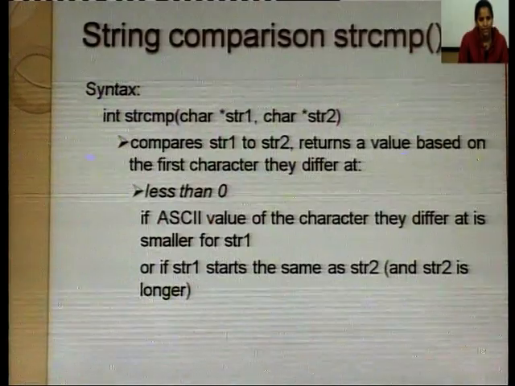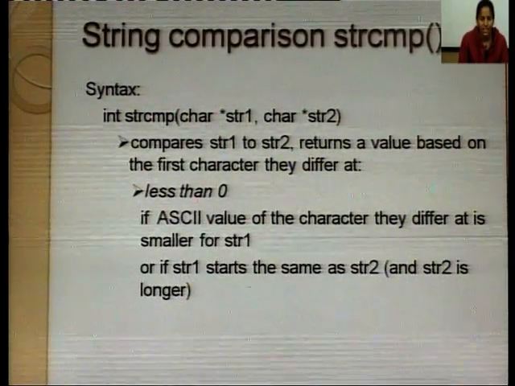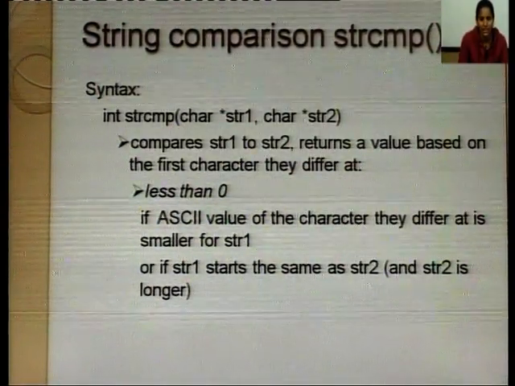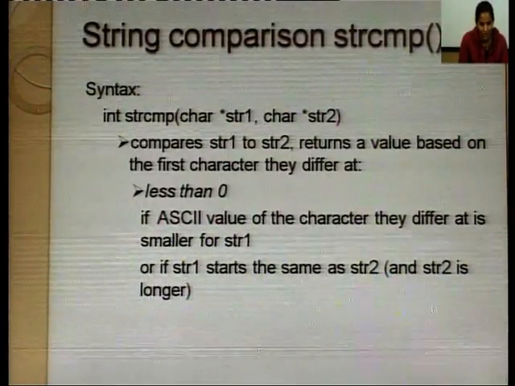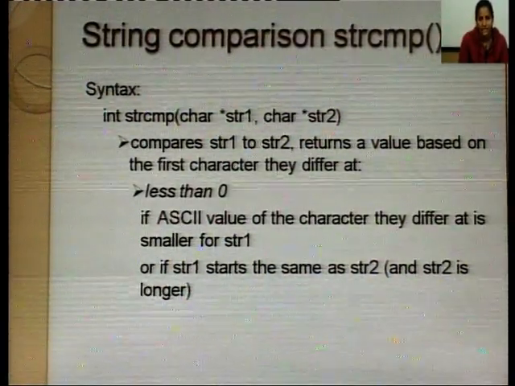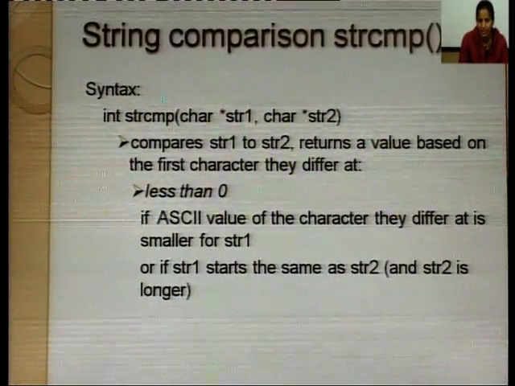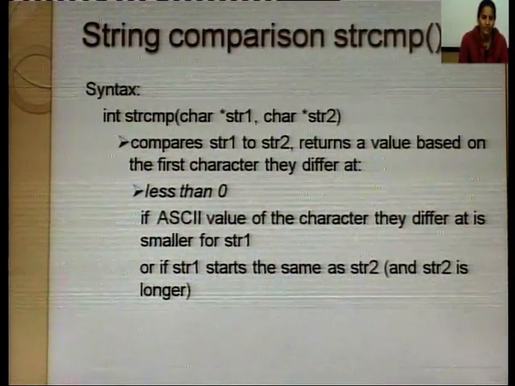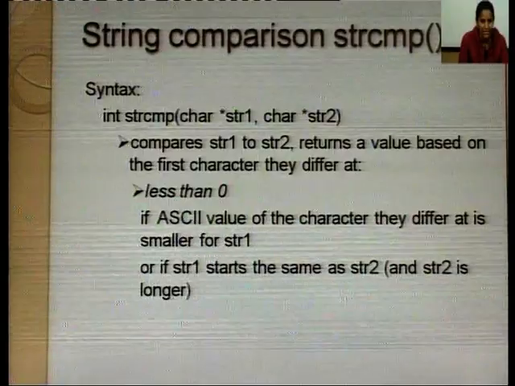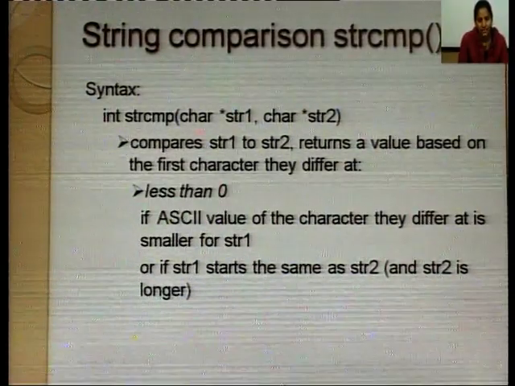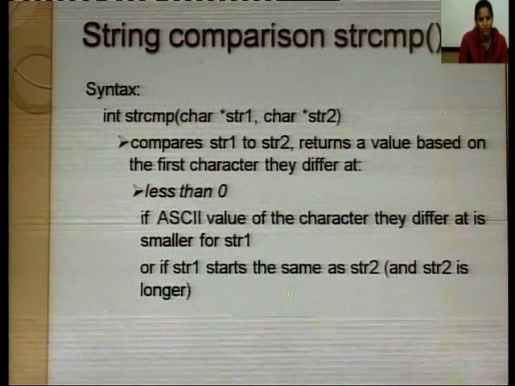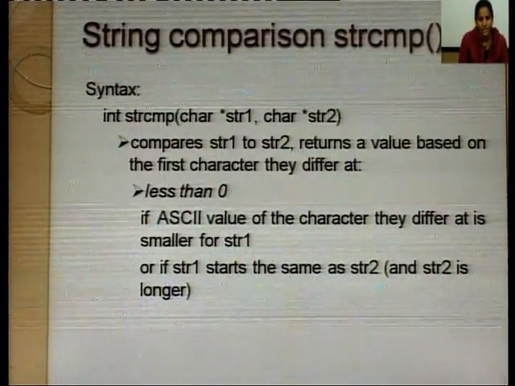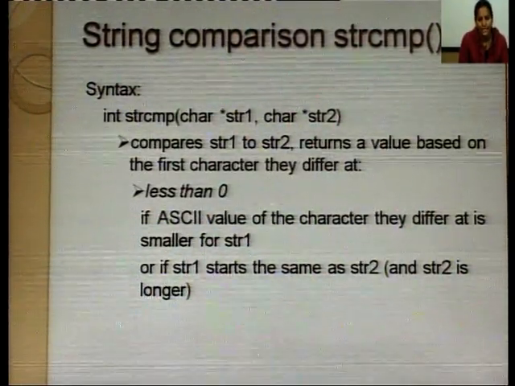The value returned is less than 0 when the ASCII value of the character at which they differ is smaller for str1. If the ASCII value of str1 is lesser than str2, then it returns less than 0. The second case where it returns a value less than 0 is if str1 starts the same as str2, for example hello and hello are the same, but str2 is longer. str1 may store hello, str2 may store hello world, so str2 is longer.